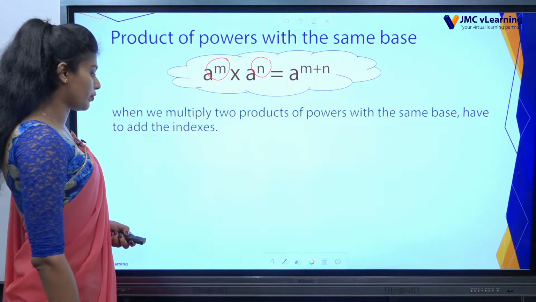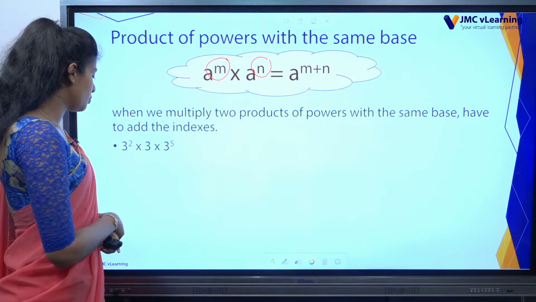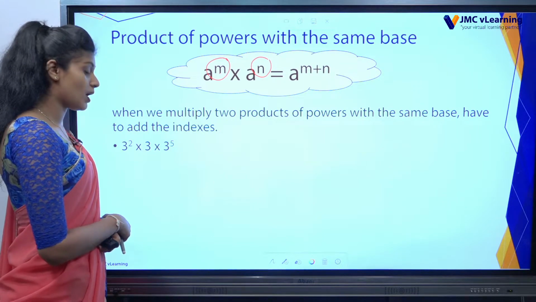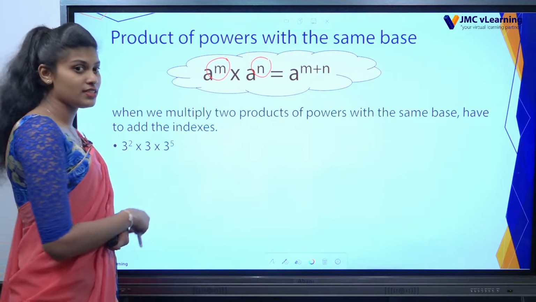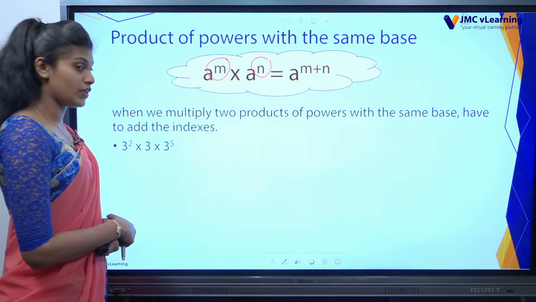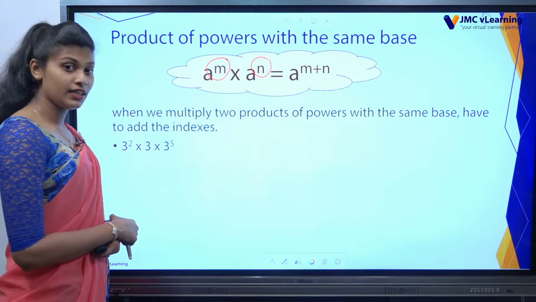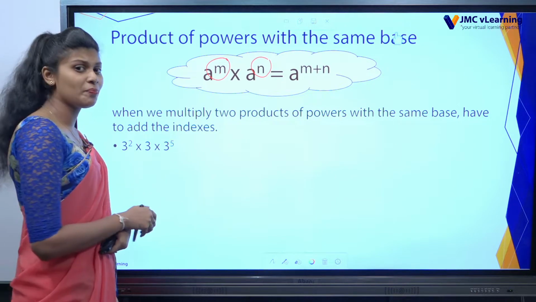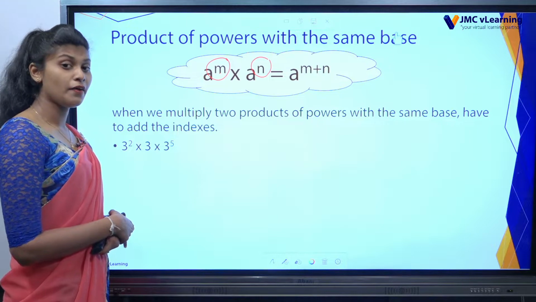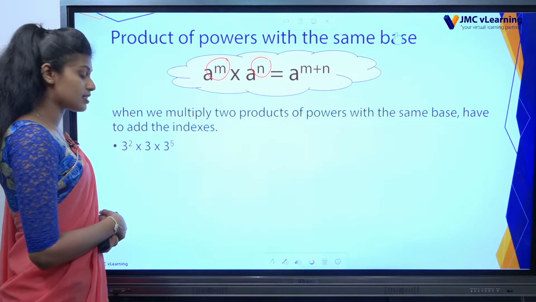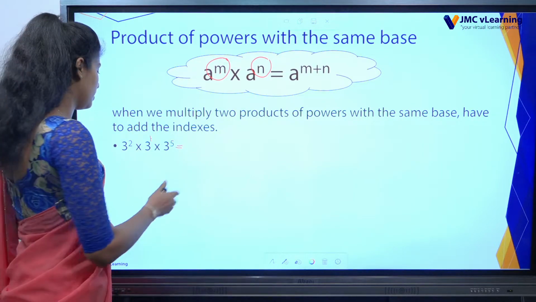Then let's do some questions. 3 to the power 2 multiply 3 multiply 3 to the power 5. Here you can see all the bases are the same. Then when the bases are the same, what do you have to do? You have to add only the index. Then here the number is 3. Then what is the index of 3? In every whole number, the index is 1. Then let's find the answer.